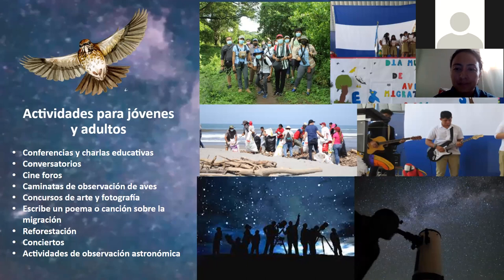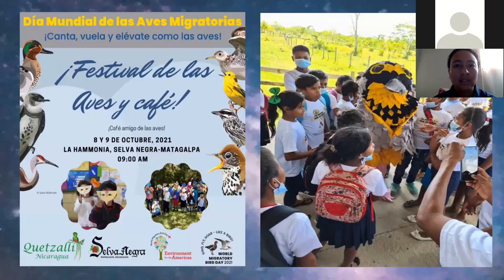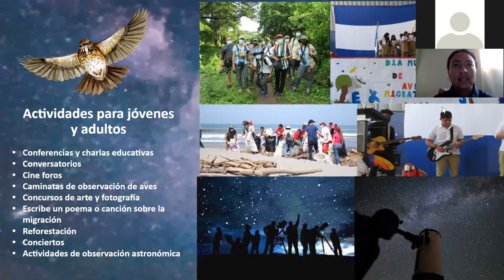Here we can see some of the photographs of the activities that took place last year. Some young people wrote songs about the theme of World Migratory Bird Day, also plays. And something that I wanted to mention is that something different happens every year. For example, in 2019, the theme was plastics. So every year we have a different theme that helps us know more about the challenges that the birds face.